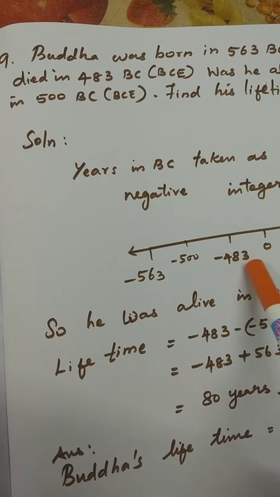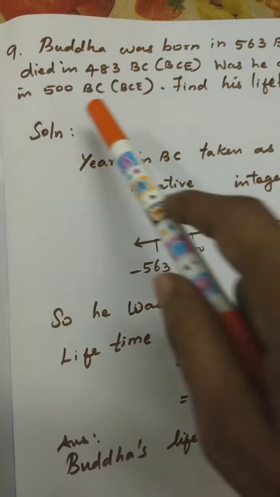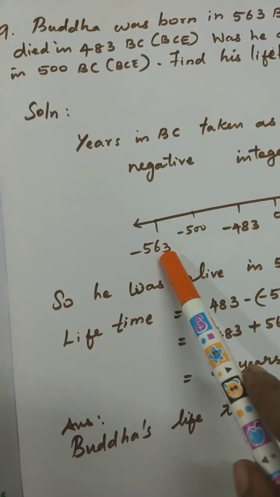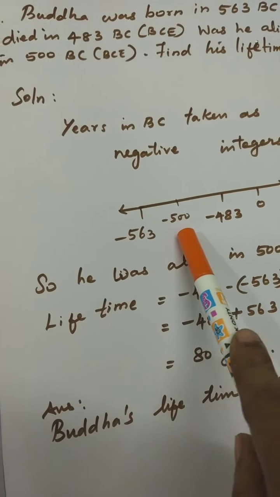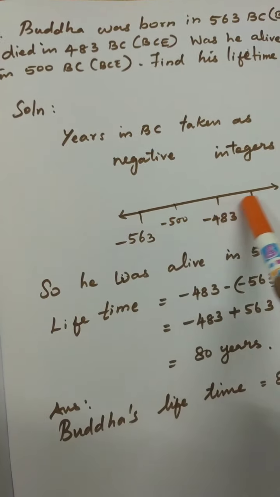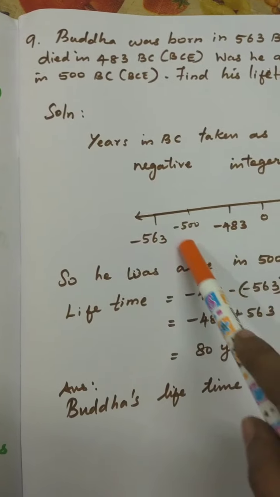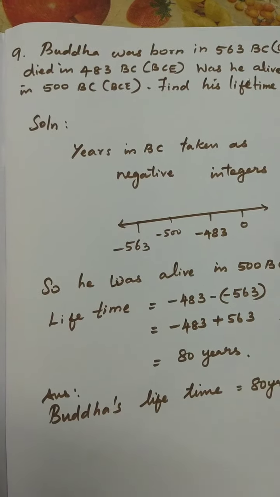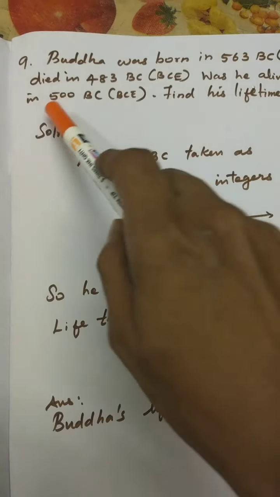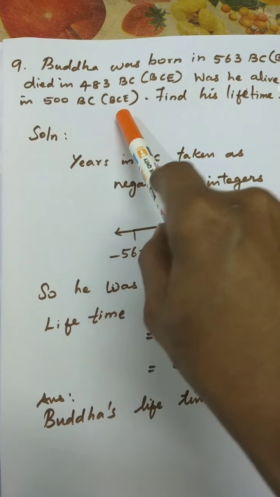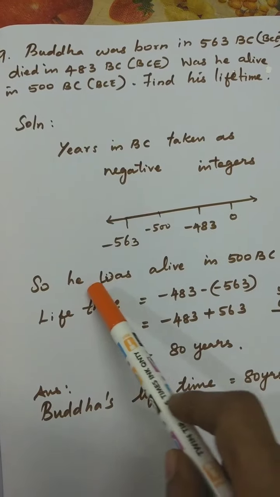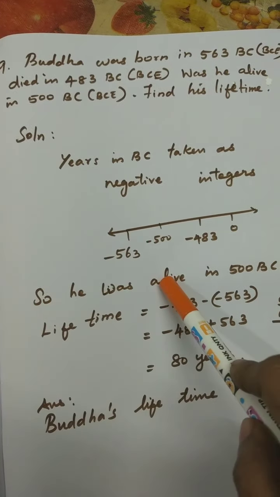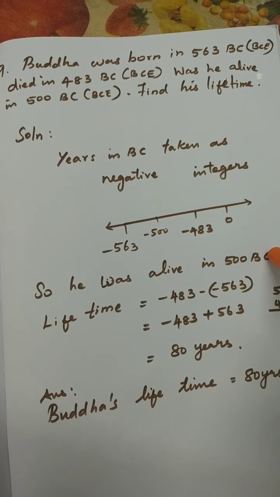He died in minus 483. So in between, this 500 BC is coming, isn't it? 563, 562, 561, 560, like that it will go, and in between this 500 is coming. So minus 500, in this 500 BC he was alive. So he was alive in 500 BC.